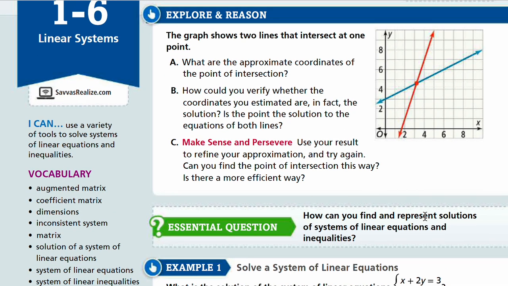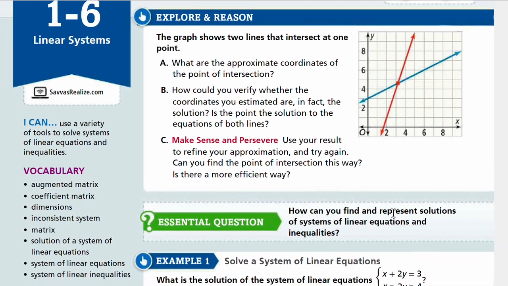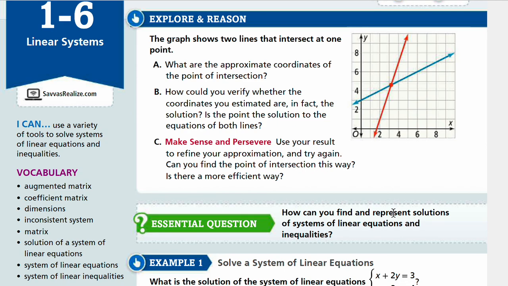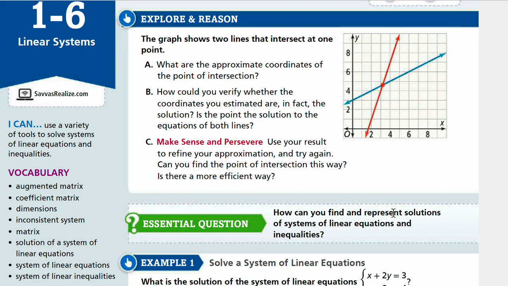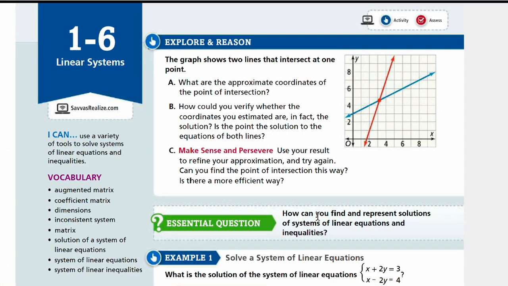The vocabulary needed for this lesson would be matrices, dimensions, inconsistent system, solution of a system of linear equations, and systems of linear equations and inequalities.